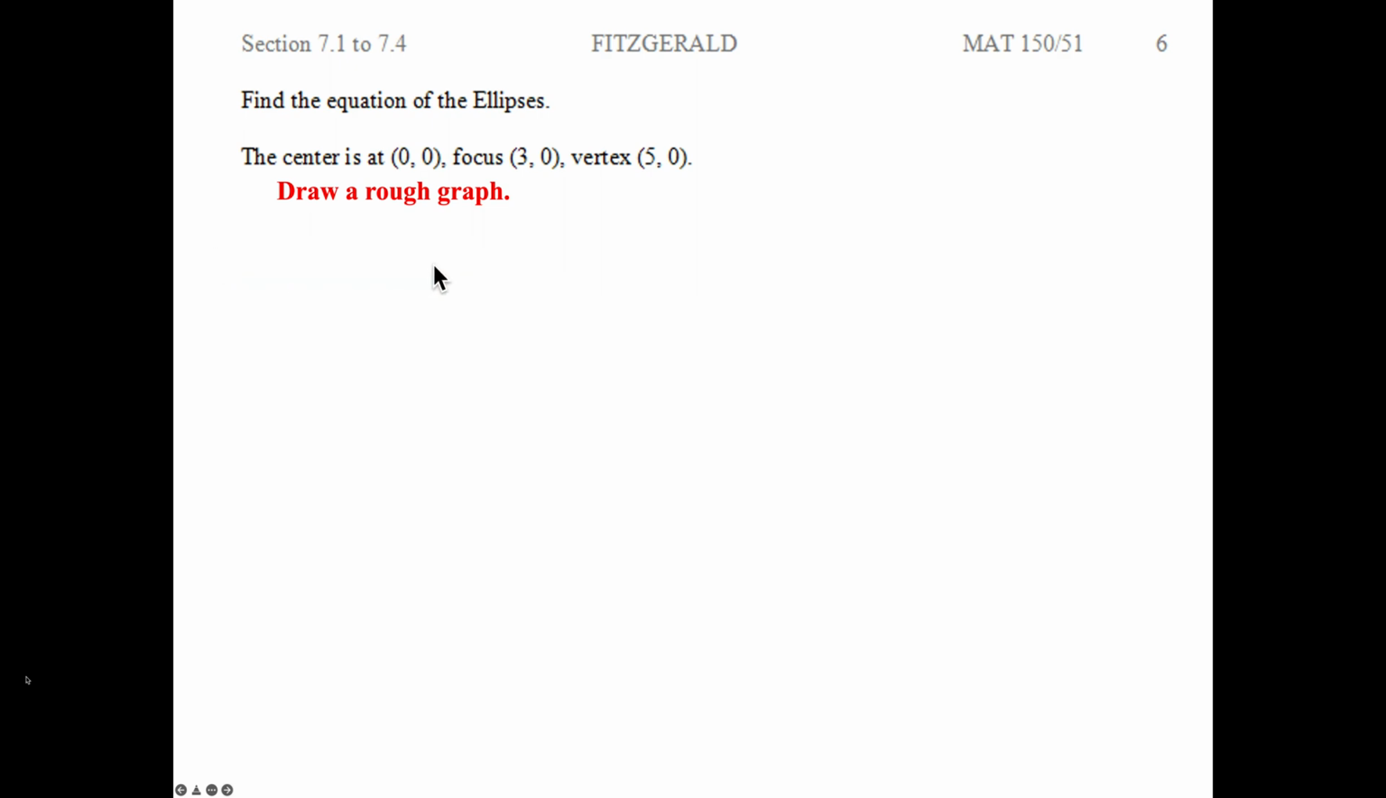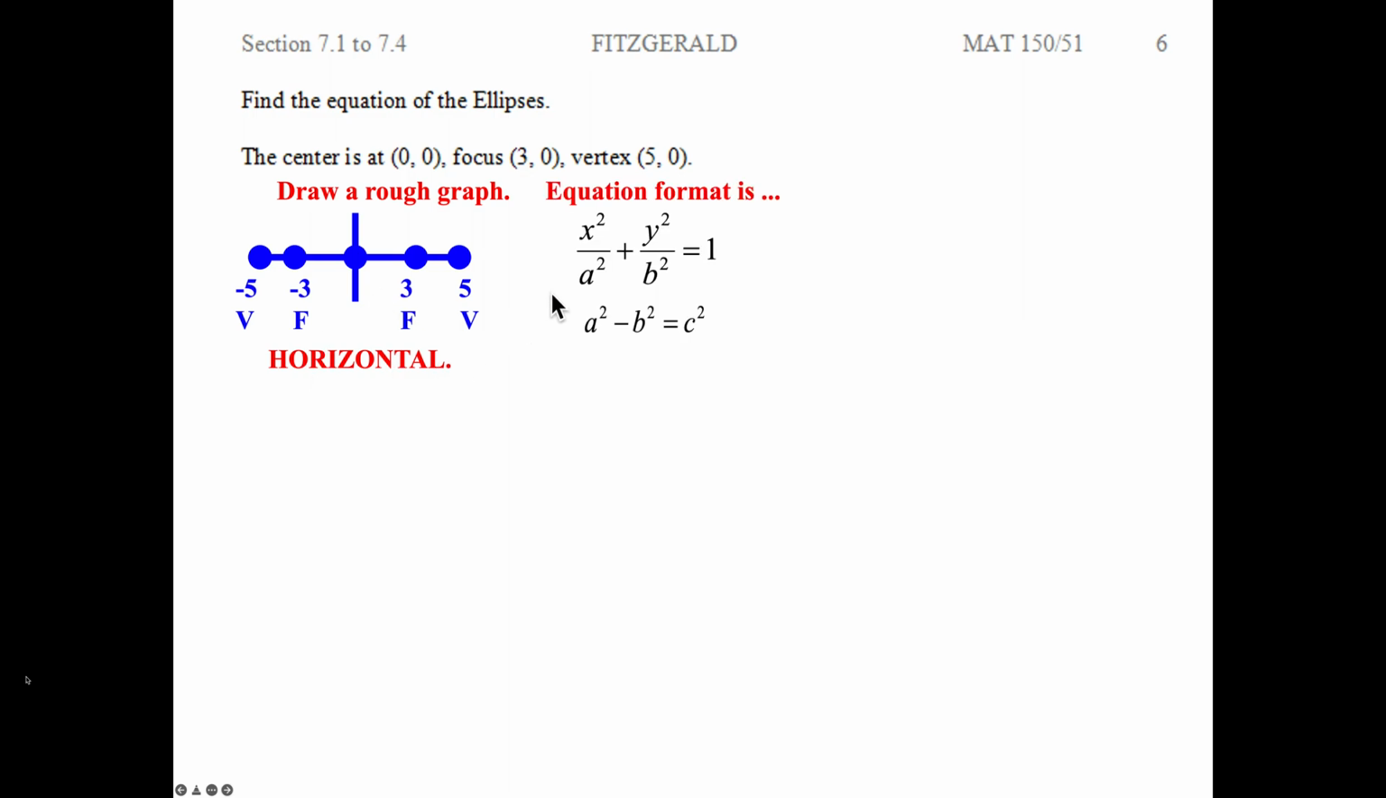So I graphed, here's 3, 0. Here's 5, 0. There's the center, but again, if I'm 3 to the right with the focus, I have to be 3 to the left. If I'm 5 to the right with the vertex, I have to be 5 to the left. So that tells me we have a horizontal ellipse. So when I write out my equation format, my a squared is going to be underneath the x squared because my vertices are going left and right, just like the x-axis.